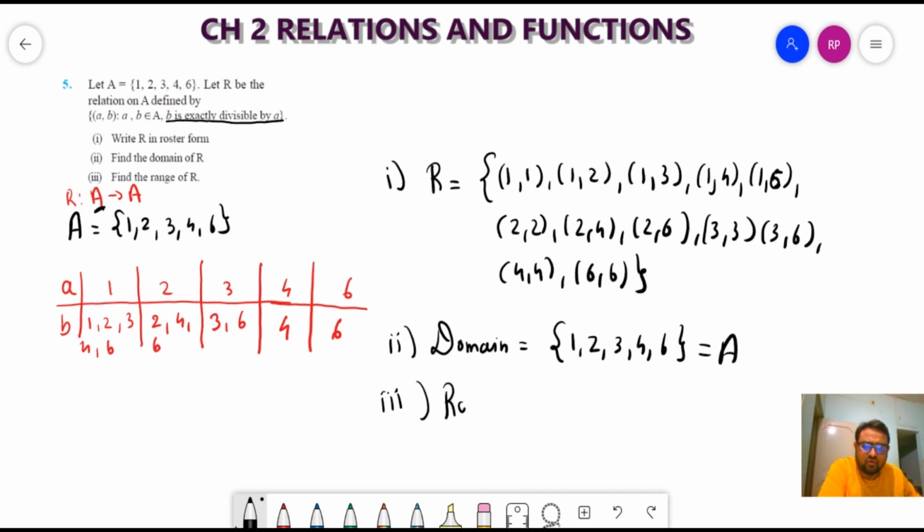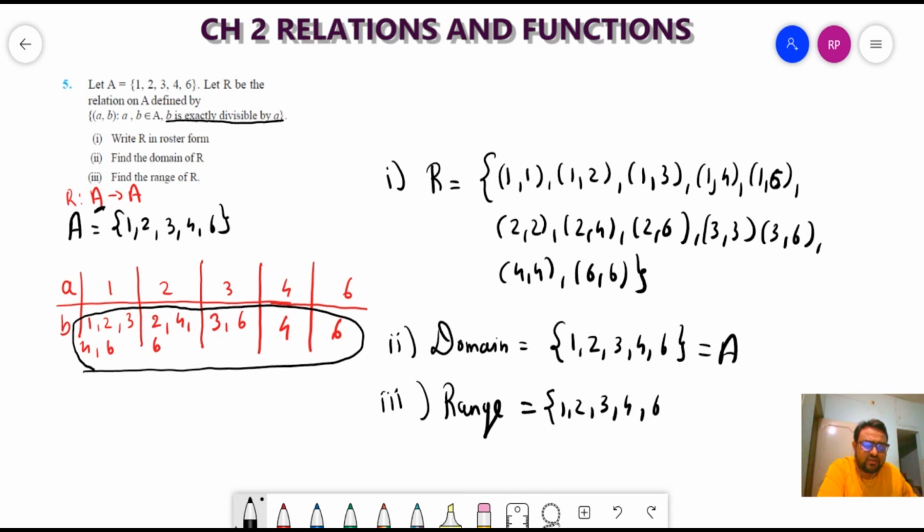Range means all the elements which we have taken here: 1, 2, 3, 4, 6. Here 2, 4, 6, 3, 6, 4, 6. So 1, 2, 3, 4, 6. Now this is also supposed to be A. Clear? So this was about question number 5. So note down question number 5.